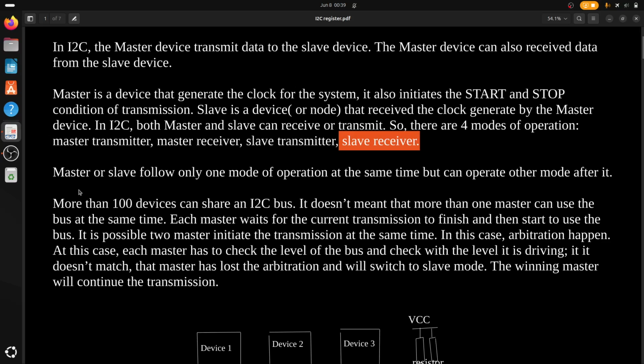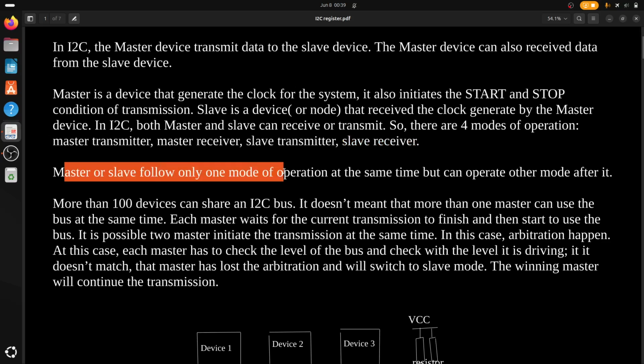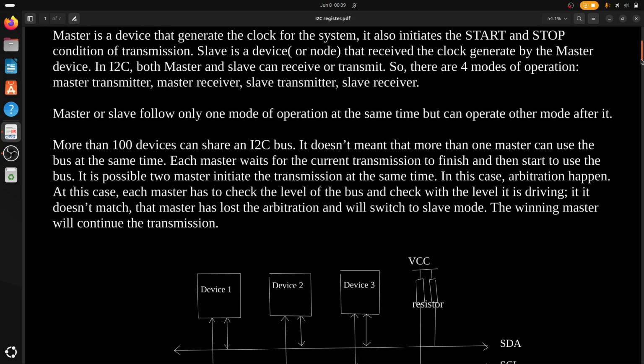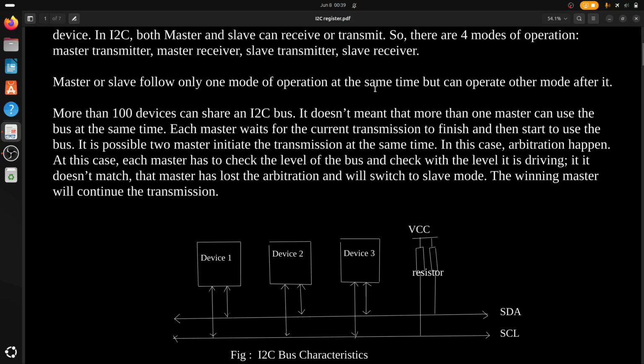The master and the slave follow only one mode of operation at the same time. That means if it is receiving, then it cannot send at the same time. The bus will be busy, so arbitration will happen and it will cause an error. I will explain arbitration a little later.